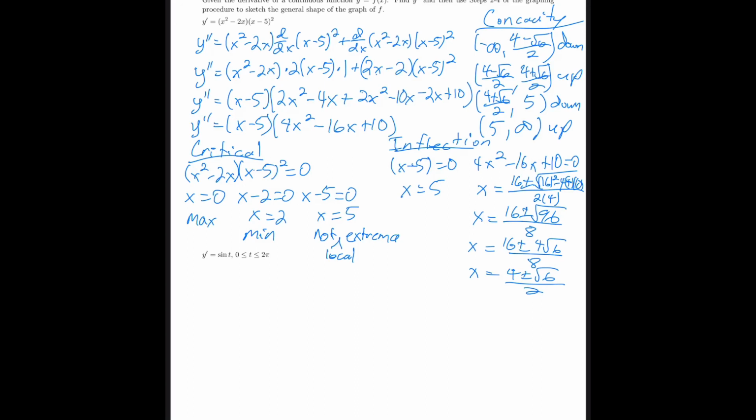Okay, and based on all of that information, you should be able to pick out kind of what the graph looks like. So this graph starts out going up and concave down, and then we get to the maximum at 0, and then it switches concavity, and we get a minimum at 2, and then it has an inflection point at 5, and then it goes up forever like that. So the graph would look something like this.